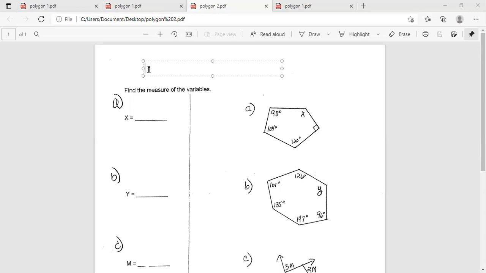Very good. So you know the rule? The sum of the measure of interior angles in a polygon, the rule is n minus 2 multiply 180. Very good. The sum of interior angles in a polygon, so we have n minus 2 times 180.